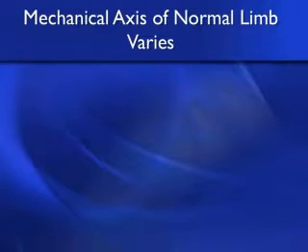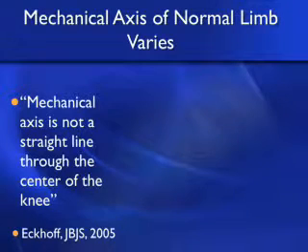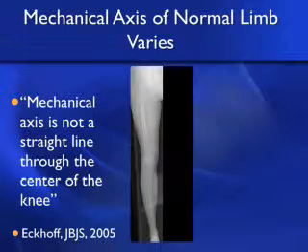First, let's acknowledge that the mechanical axis of the knee of the normal limb is not zero. It varies widely, and this is from Eckhoff's excellent work in JBJS in 2005, where they looked at the three-dimensional mechanics and kinematics and morphology of the knee in virtual reality. And they concluded that the mechanical axis is not a straight line through the center of the knee.